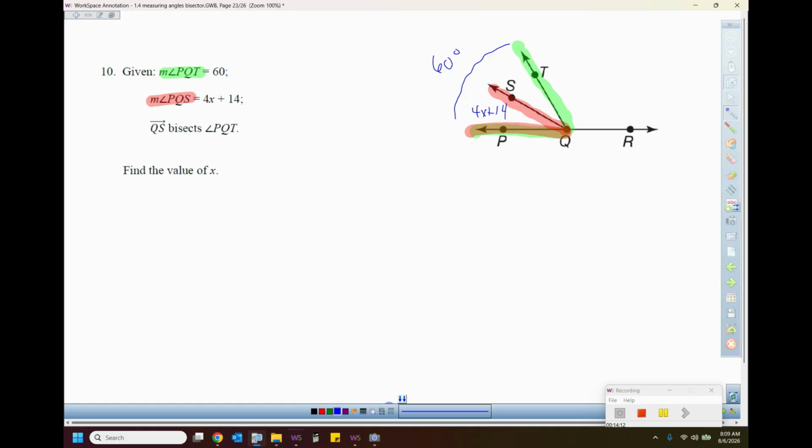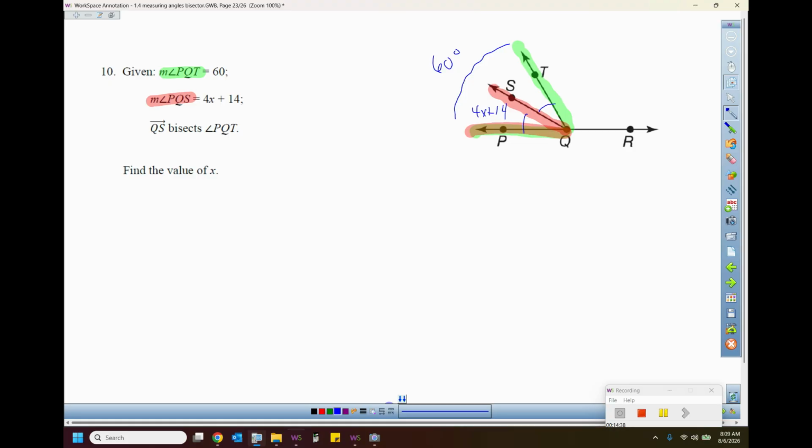Then it says ray QS, that's this guy, bisects angle PQT. Again, that blue stuff you might not need to highlight because it just starts making a mess, but I like to show you guys what I'm doing. So if that got bisected, here's your job: go put arc marks. If an angle gets bisected, bada boom, bada boom. And remember, the arc marks mean that these two guys are the same.